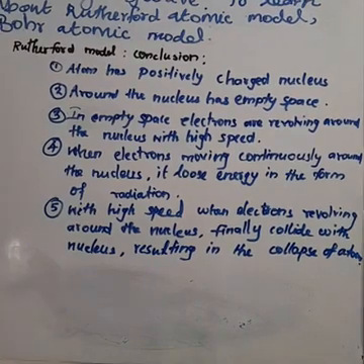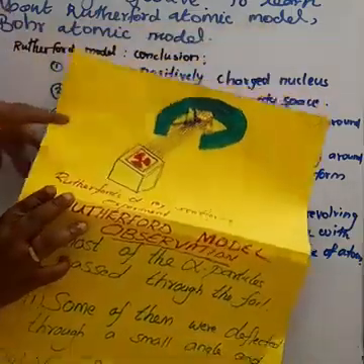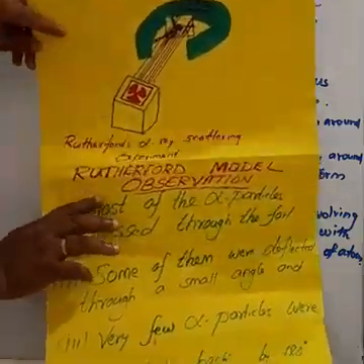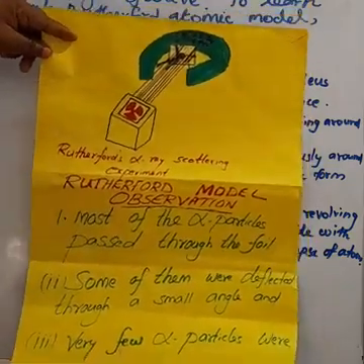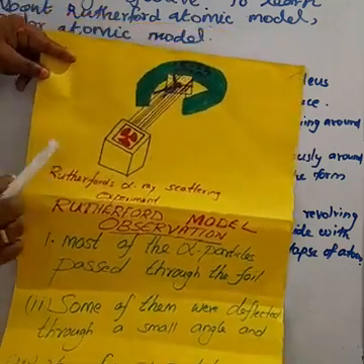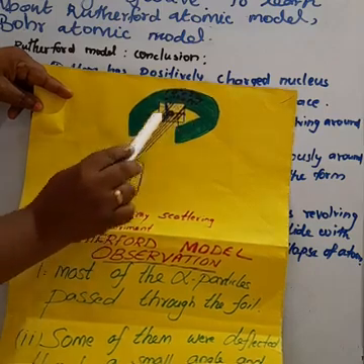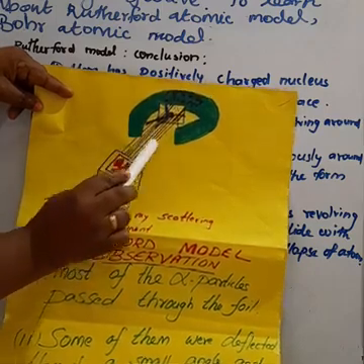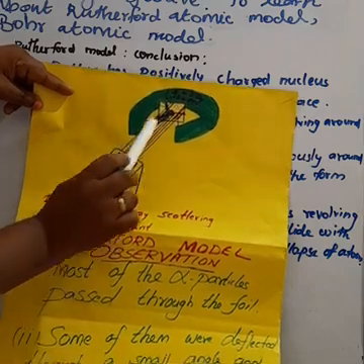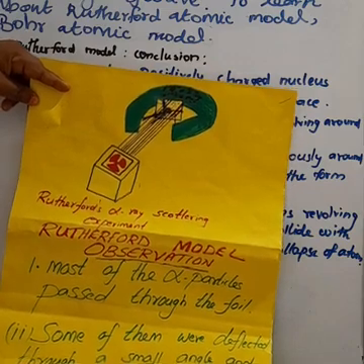After that, the Rutherford alpha ray experiment. Rutherford, one of the scientists, did the alpha ray scattering experiment. What is the alpha ray scattering experiment? He took a thin gold foil and bombarded it with a stream of fast moving alpha particles.